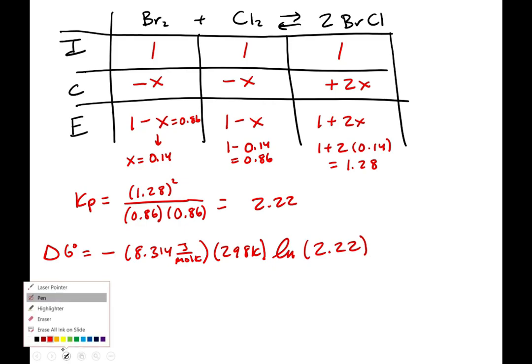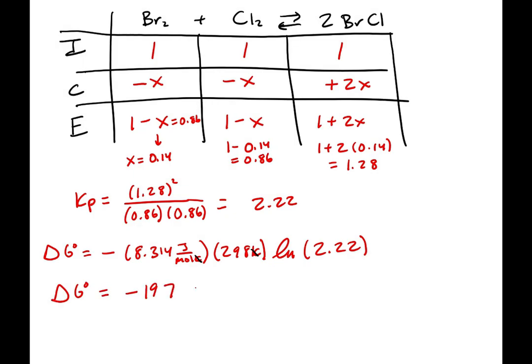In terms of the units, what we have here is that Kelvin cancels Kelvin. Delta G standard for this reaction is negative 1,976 joules per mole. Or we could convert this to kilojoules per mole by dividing by 1,000. So that's negative 1.98 kilojoules per mole. And remember that the per mole of reaction is implied. You don't have to actually write it out. So you could also just say that it's negative 1.98 kilojoules. And there we have it.